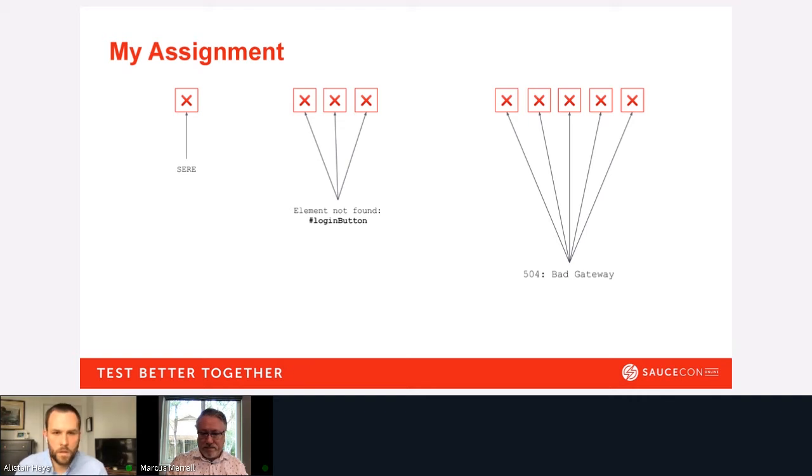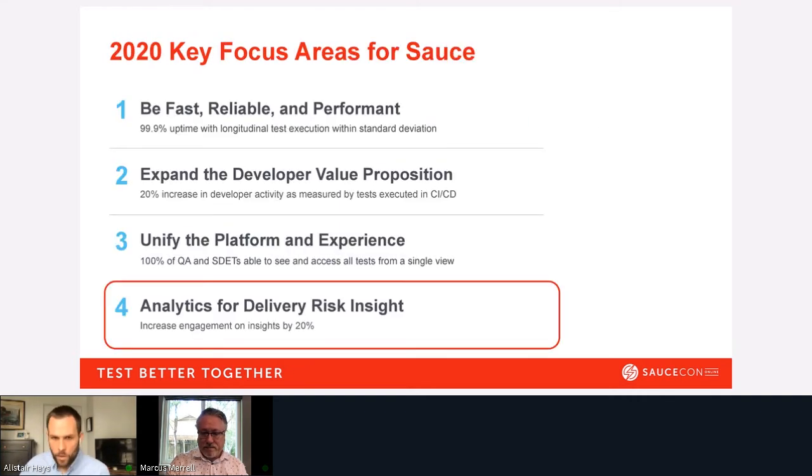Thanks, Marcus. So I thought it'd be good at this point to possibly take a step back and look at, organizationally, what are we as Sauce Labs focused on at this point in time? And one of the major pieces is providing our customers with analysis and analytics and insight into their delivery risk. So focusing on how do we provide more information and more in-depth information so that people can have a greater confidence in the software they are delivering.